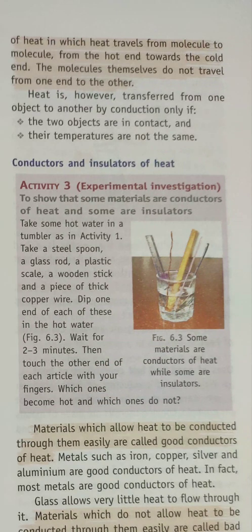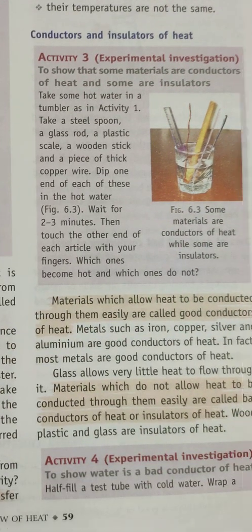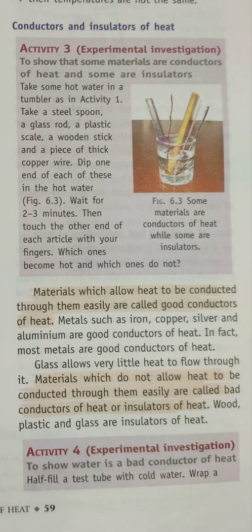Some materials are conductors of heat while some are insulators. Some can conduct heat through them and some cannot. Materials which allow heat to be conducted through them easily are called good conductors of heat. In the above activity, the steel spoon and copper wire are conductors of heat, and the plastic scale, wooden stick and glass rod are insulators of heat because they do not allow heat to be conducted through them.